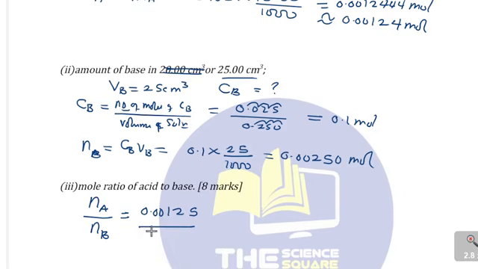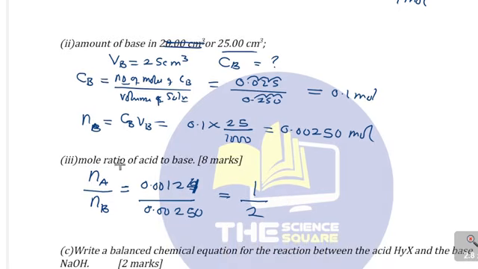0.00125, and the number of moles of B is 0.00250, 3 significant figures. Okay, so computing this, you see that this ratio is around 1:2. Because if you punch it into the calculator, you're going to get approximately 0.5, meaning that the mole ratio of acid to base is 1:2.